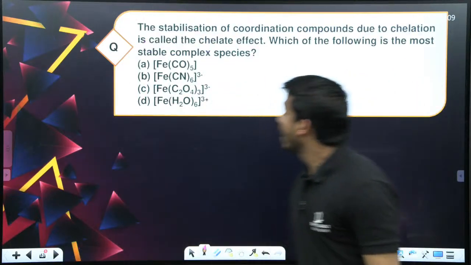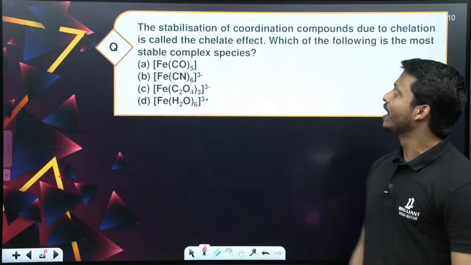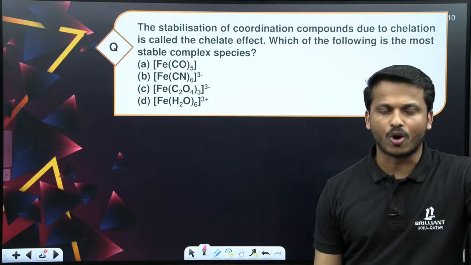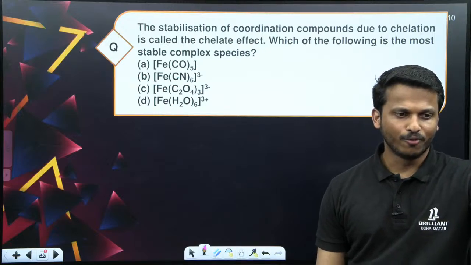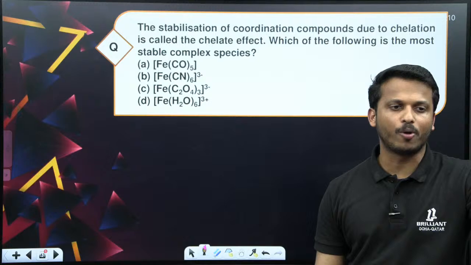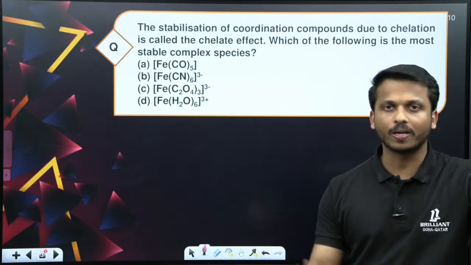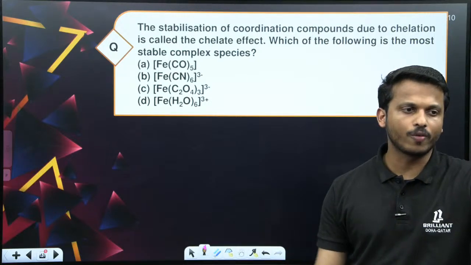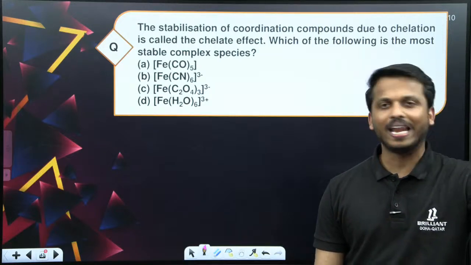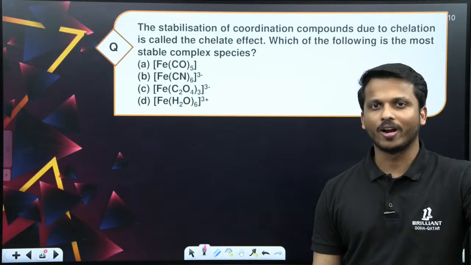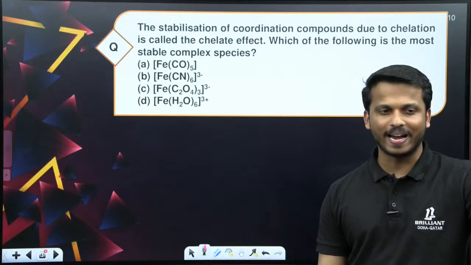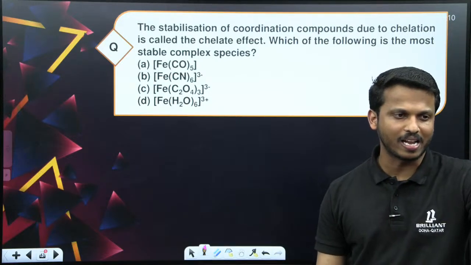Let me go to the last question for your exam. Can you say what is the correct answer for this complex? Four complexes are given here. Stabilization of a coordination compound due to chelation is called the chelation effect. Which of the following is the most stable complex as per the chelation effect? Chelation effect is mainly given by what? Bidentate or polydentate ligands. Check whether there is any bidentate ligand or not.